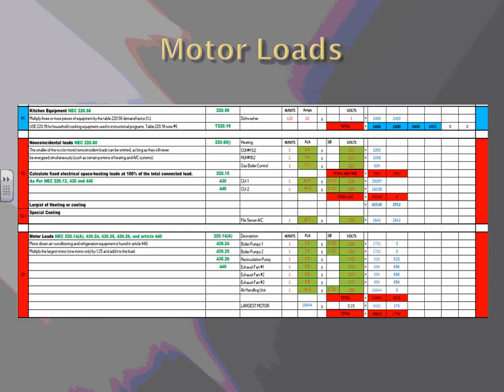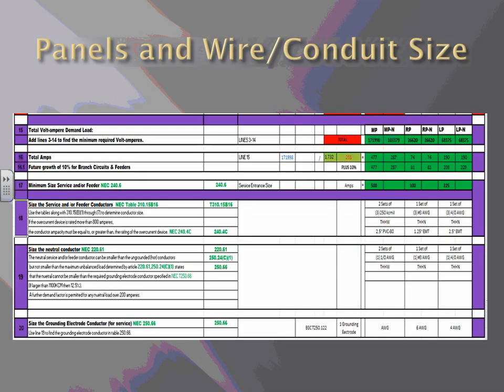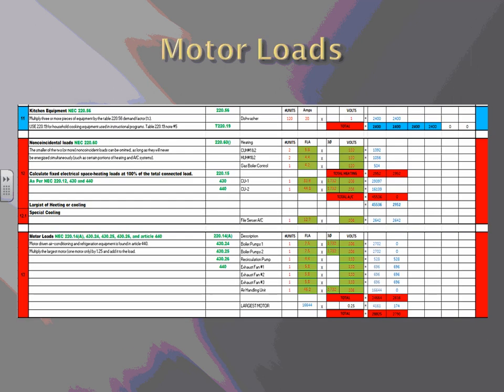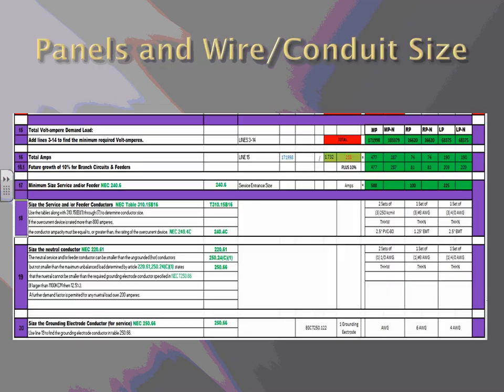We then, which will end up being down here with the panels and wire and conduit size. And then we took those two loads and added the motor loads, which we had four different heaters, a boiler control, two condensing units, a file server, AC, and then two boiler pumps, three exhaust fans, an air handling unit, and a reciprocating pump to add to the total kVA of the main panel.